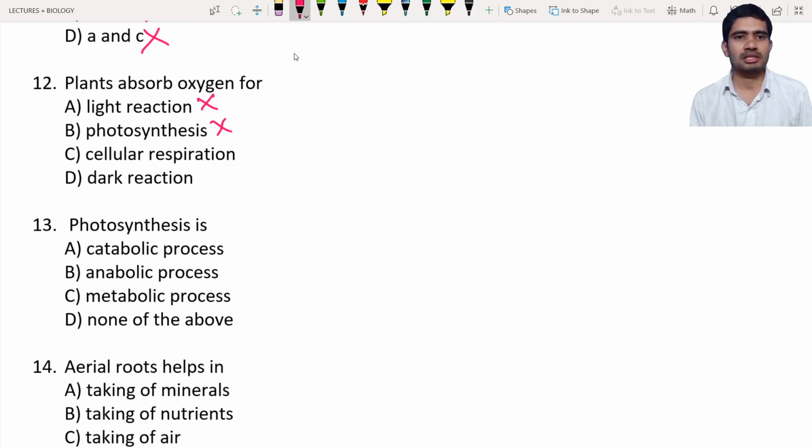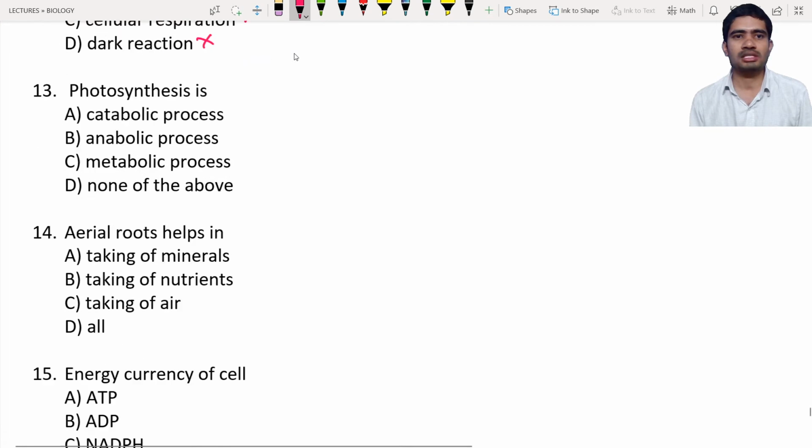So next is 12C, that is cellular respiration. In cellular respiration we can see there is a requirement of oxygen, and hence they are going to consume oxygen. So this option is correct. And the dark reaction, even though it is independent of the light reaction, does not directly depend upon oxygen. You can see enzymatic reactions in the dark reaction, so we cannot go for this option. Hence the correct option is cellular respiration. So the 12th one is option C.